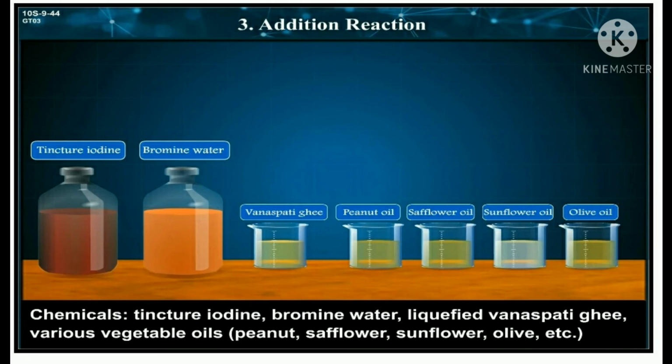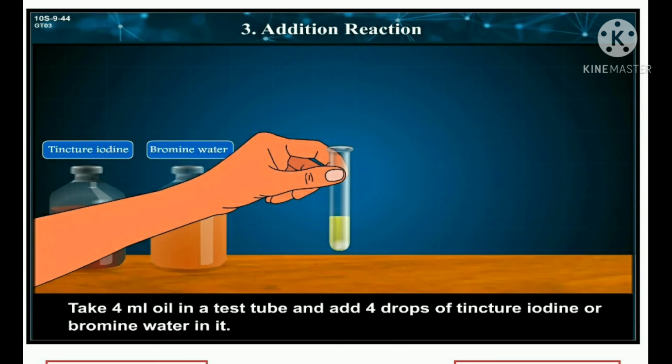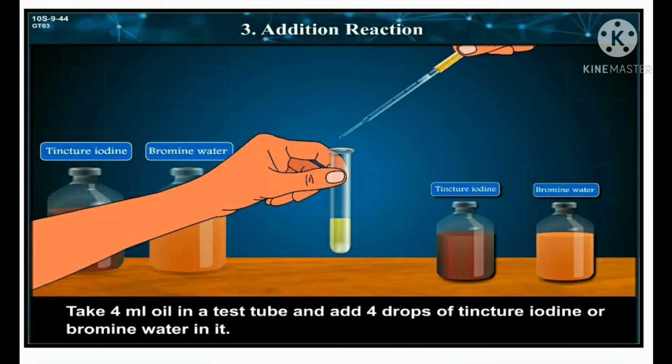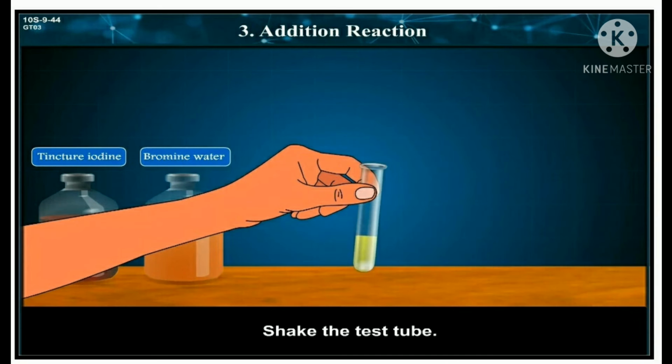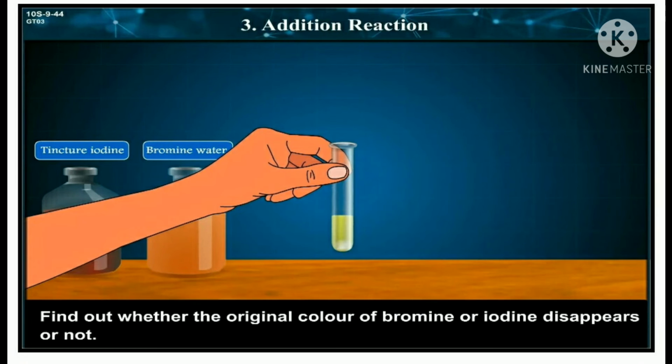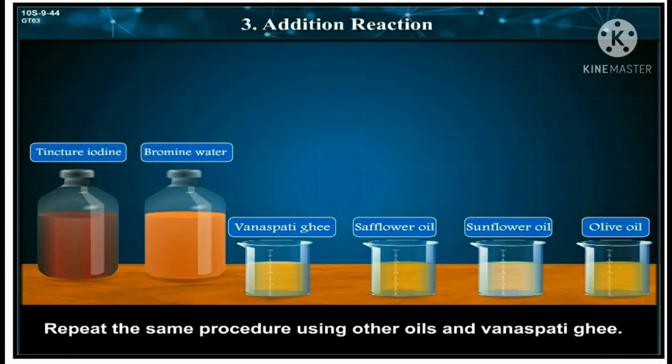Chemicals: tincture iodine, bromine water, liquefied vanaspati ghee, various vegetable oils, peanut, safflower, sunflower, olive, etc. Procedure: take 4 ml of oil in a test tube and add 4 drops of tincture iodine or bromine water in it. Shake the test tube. Find out whether the original color of bromine or iodine disappears or not. Repeat the same procedure using other oils and vanaspati ghee.